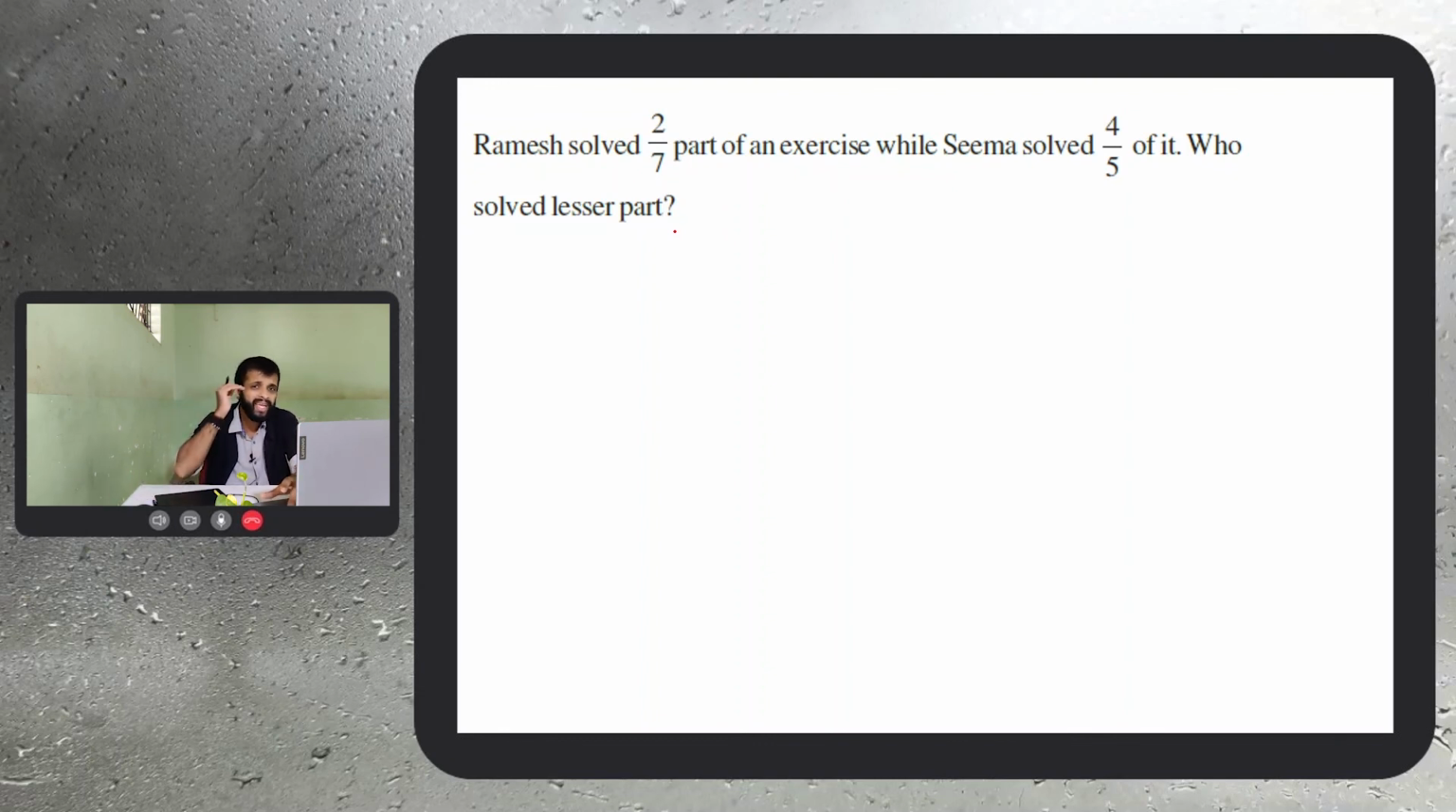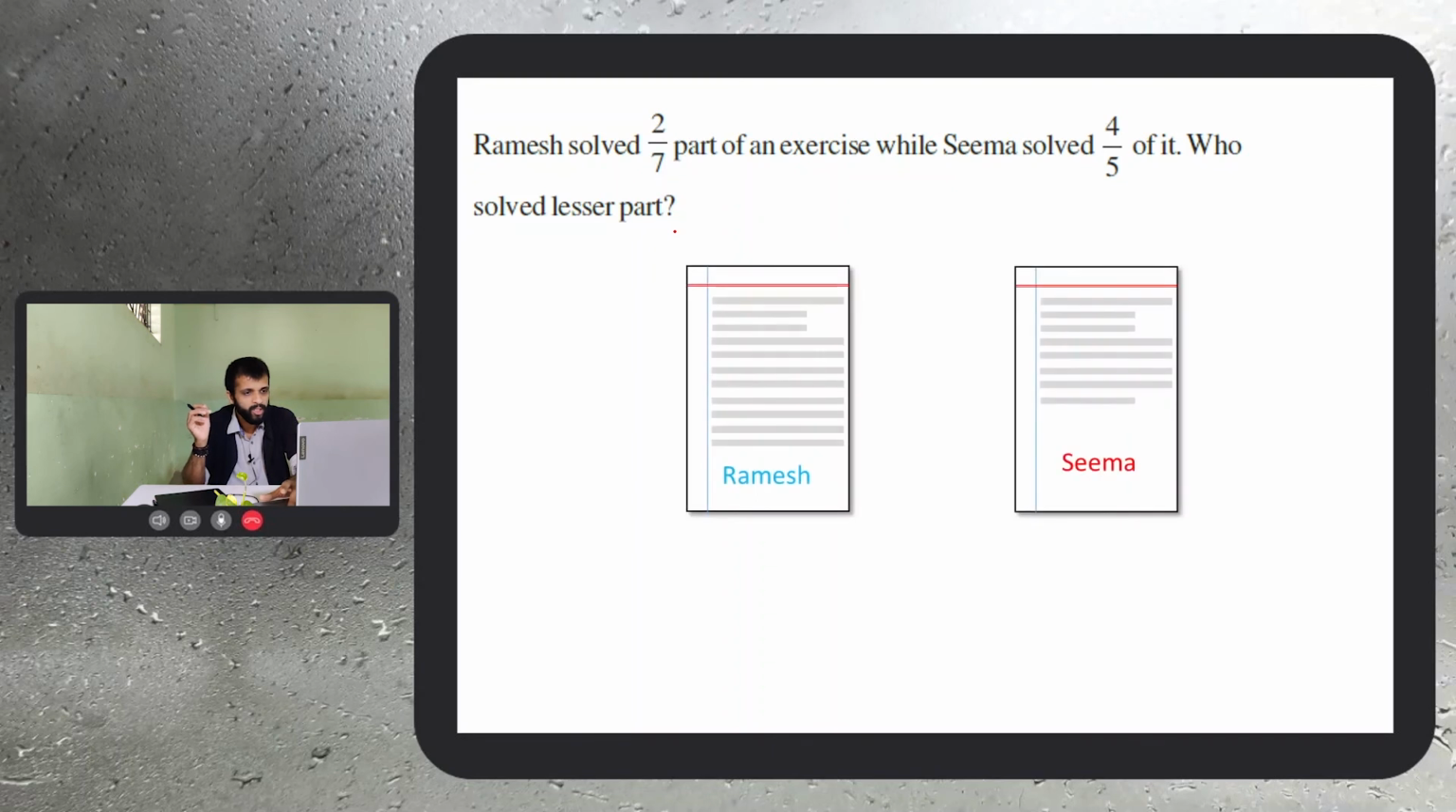So let us try and picturize it first, because if you straight away solve, then you might not understand it well. So always in mathematics, if you can't understand, draw. That's the way it has to be. Okay. So I have 2 sheets of paper and something is written there. I can't see what is written. Okay. So one is the answer paper of Ramesh and the other one is of Seema.